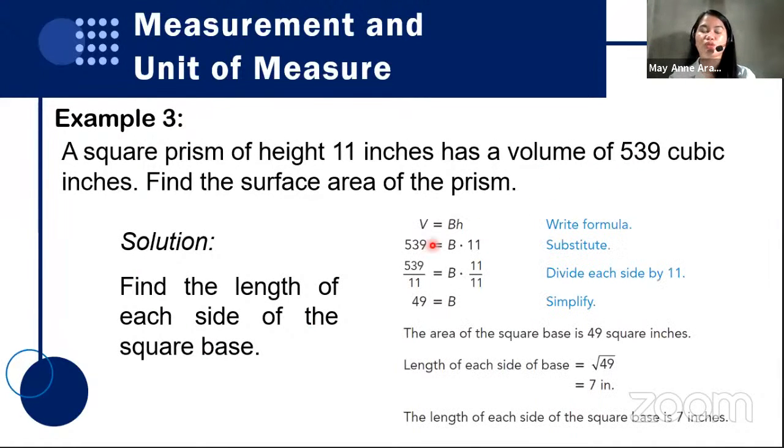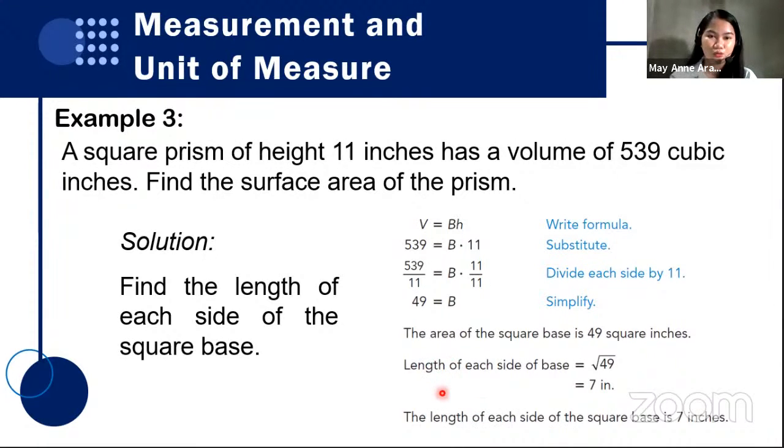Okay, this is the solution. So, volume is equal to area of the base times height. Given naman yung 539, just substitute in the formula. And the height is also given, you have 11 inches. Then divide both sides by 11. So, the area of the base is equal to 49. Since we know that it is a square prism, the base is a square. And the formula for finding the area of a square is just s squared. So we can get the square root of 49, which is 7, and that is the length of each side of the base, which is 7 inches.